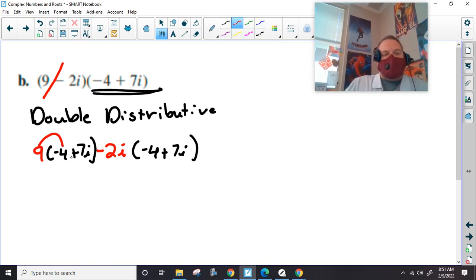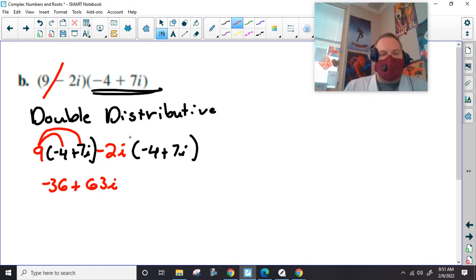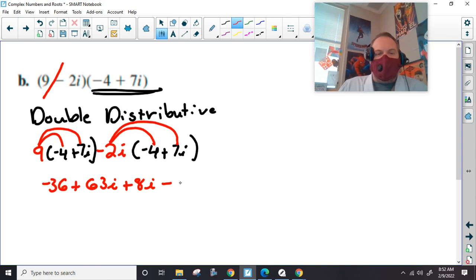All right. So 9 times negative 4 is negative 36. 9 times 7i is going to be 63i. Oh, holy smokes. What was that? I said 63 and I wrote 7. Jeez. All right. Negative 2i times negative 4 is positive 8i. And then this is negative 14i squared.